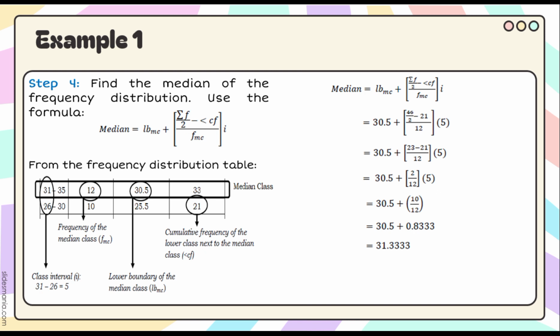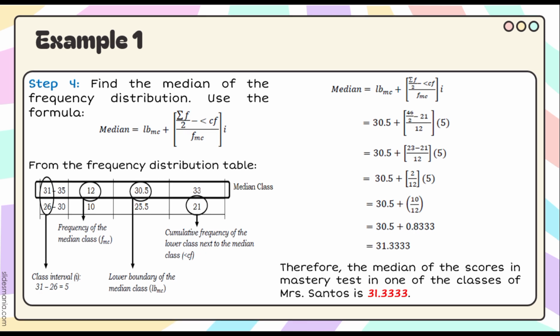So 30.5 plus, 23 minus 21 is 2, divided by 12 times 5. So 30.5 plus, 2 times 5, we have 10, divided by 12. So 30.5 plus, 10 divided by 12 is 0.8333. So 30.5 plus 0.8333 is equal to 31.3333. So therefore, the median of the scores in the mastery test in one of the classes of Mrs. Santos is 31.3333.